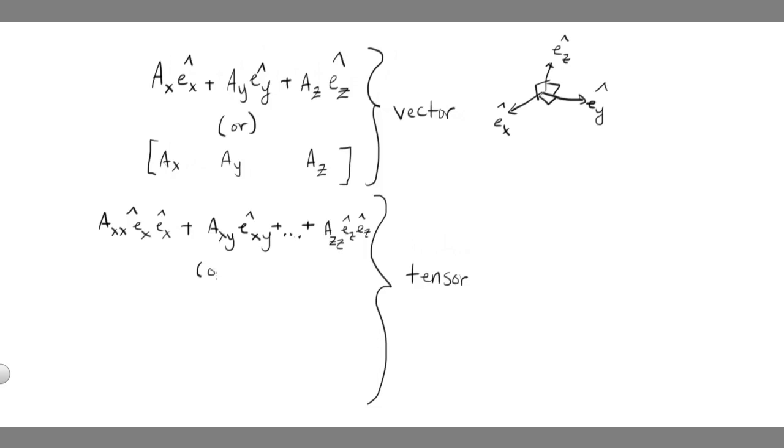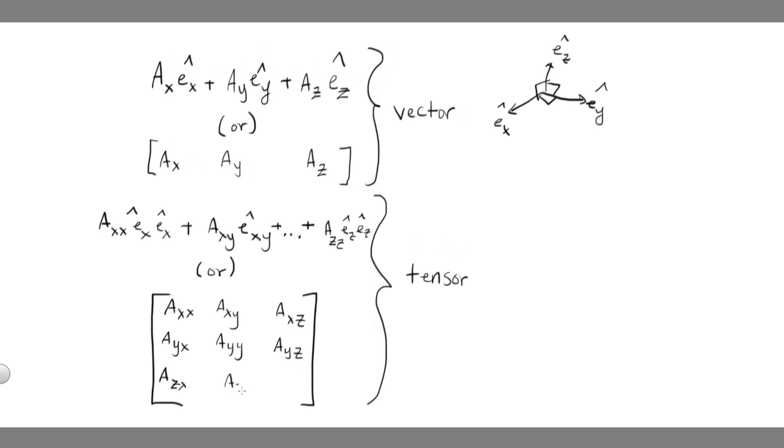We can also write this as a matrix, so we'll write a matrix with 9 components, and we can just write here axx, axy, axz, ayx, ayy, ayz, azx, azy, and finally azz.